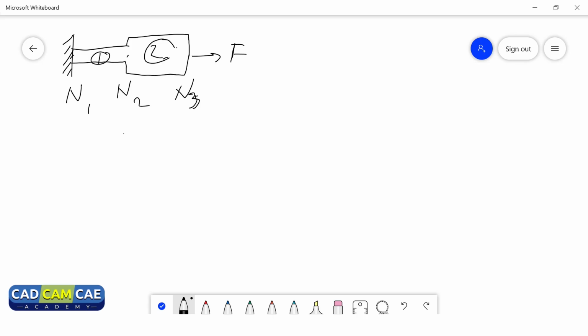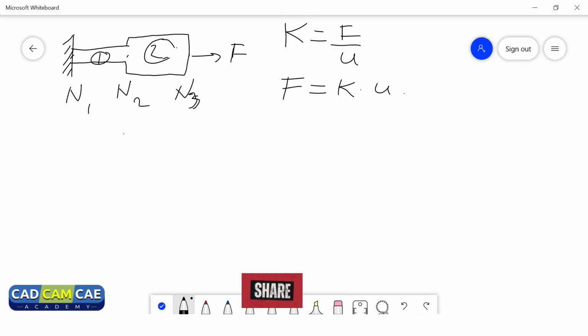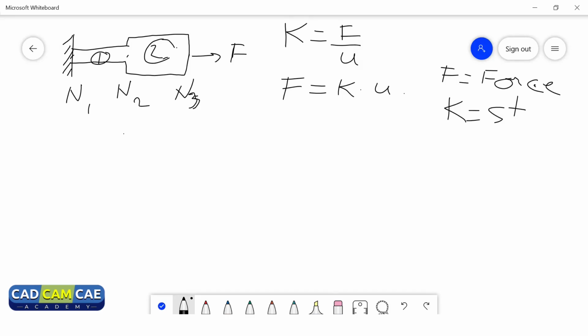So what will be the stiffness matrix? So what is stiffness? Stiffness is nothing but force upon displacement. Okay, so our universal equation becomes F is equal to stiffness into displacement, where F is equal to force, K is stiffness and U is the displacement.